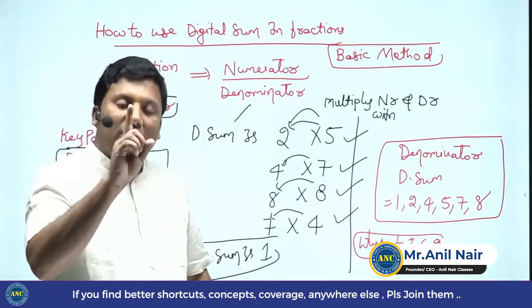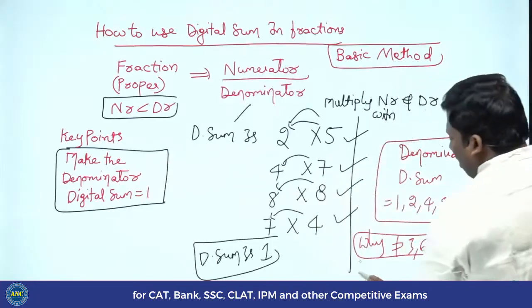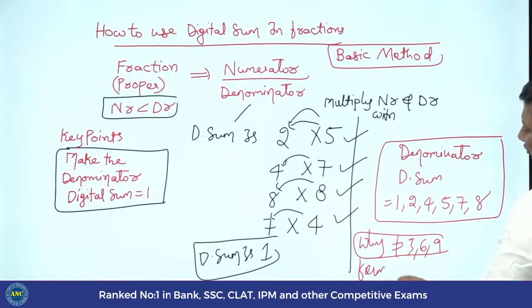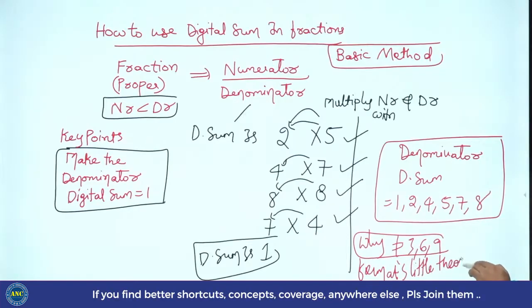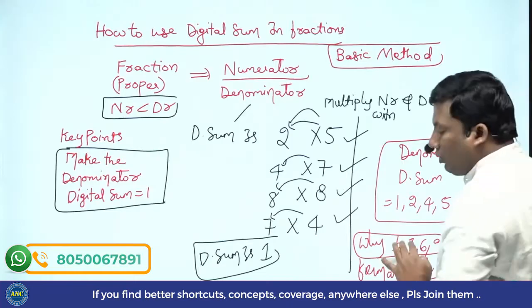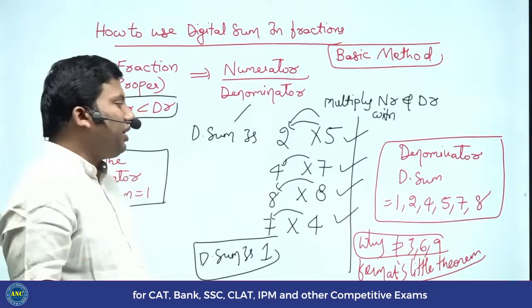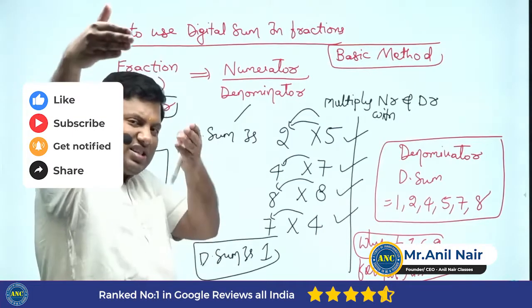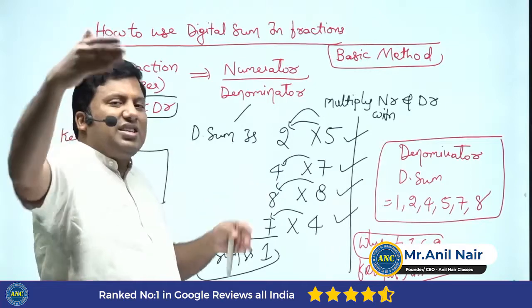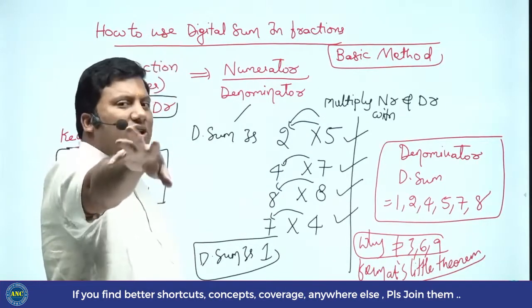In the CAT paid batch, I will discuss it in detail. For the non-enrolled students, it is not applicable because of Fermat's little theorem. You can search on Google and research Fermat's little theorem to find out why the denominator digital sum method is not applicable for 3, 6 and 9, in simple language. I will not discuss the entire theorem. 3, 6 and 9 will result in recurring decimals, and the digital sum method is not applicable for recurring decimals.